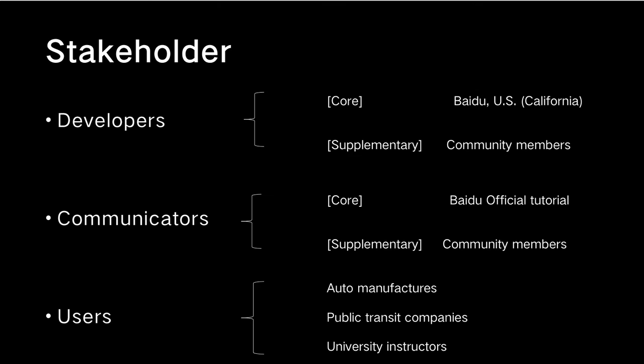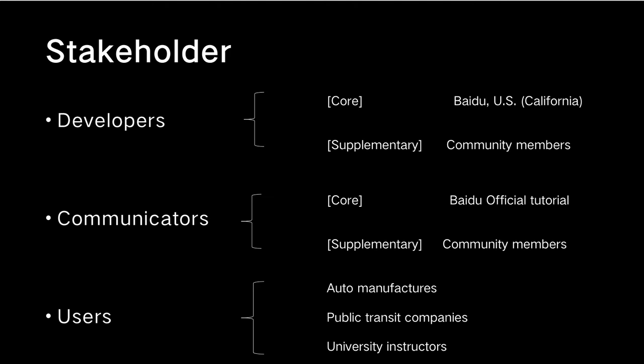The second is communicators, which is a group of people who explain the system and architecture to others through documents and/or training materials. Baidu has a developer center on the official website for this project, and there is a series of tutorial courses. Also, there are some interested users on GitHub who build a system project for beginners.